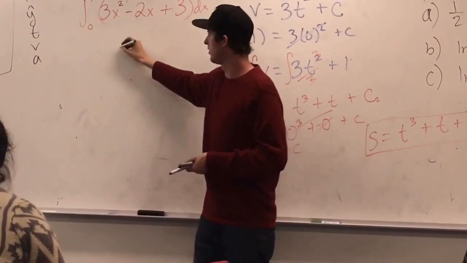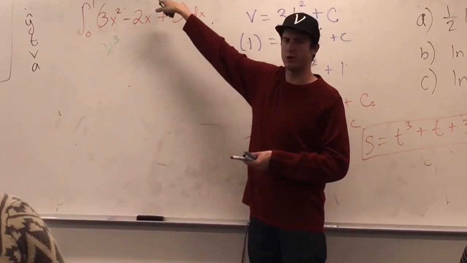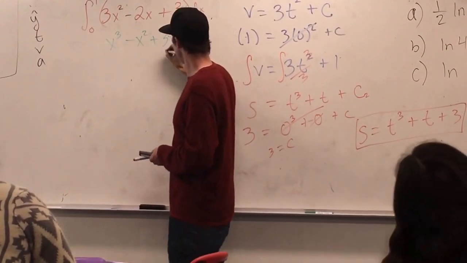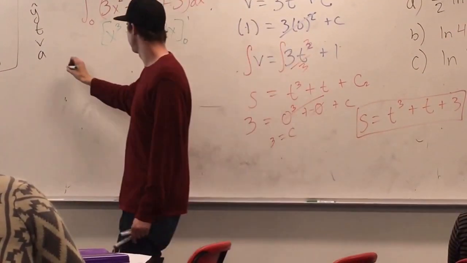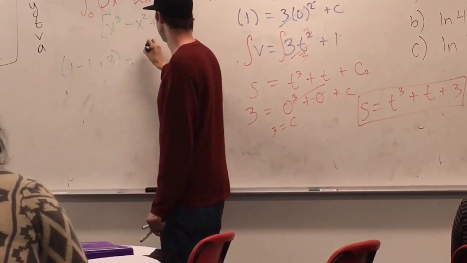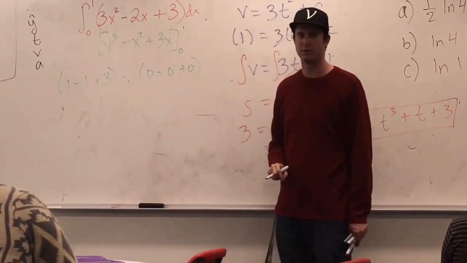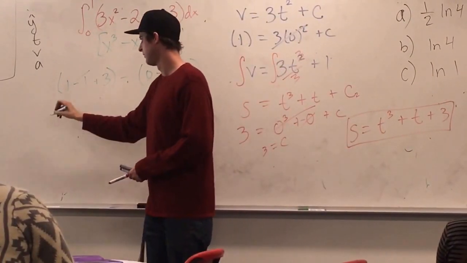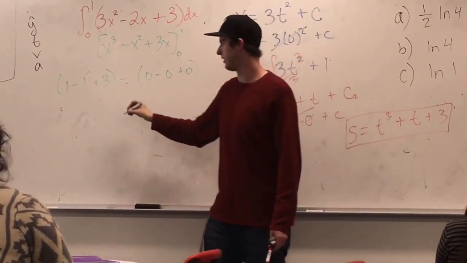3x cubed over 3, or just x cubed. What's the integral of 2x? 2x squared over 2, so just x squared. Plus 3x, from 0 to 1. Trust me when I say this, the AP test will accept this as an answer: 1 minus 1 plus 3 minus 0 minus 0 plus 0. That's an acceptable answer. If you're scared to do 1 minus 1 and 0 minus 0 minus 0, they will do the math for you.